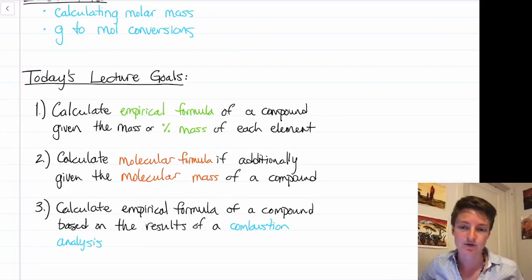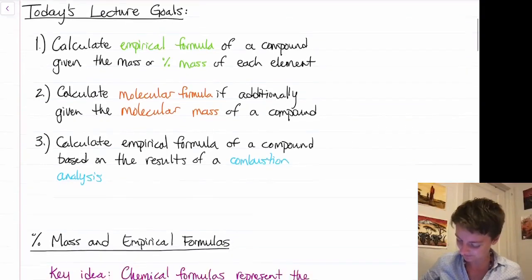The second lecture goal is that we're also going to talk about how if we know the molecular mass of a compound, we can not only determine the empirical formula, but we can also determine its molecular formula. And then last but not least, we're going to do a little bit of a challenge and talk about how it is that chemists actually go about calculating empirical formulas of compounds in real-world experiments. And namely, they're based on the results of what's called combustion analysis. So with that, let's go ahead and get started.